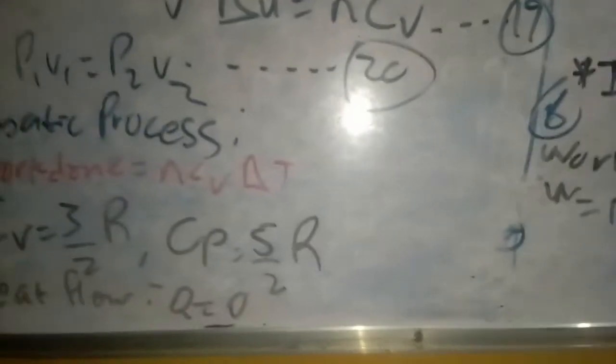And your Q, the heat flow, listen, the heat flow is equal to 0. Why? Because no heat flows in the surrounding, so it's equal to 0. No heat flows in or out of the surrounding, so it's equal to 0.